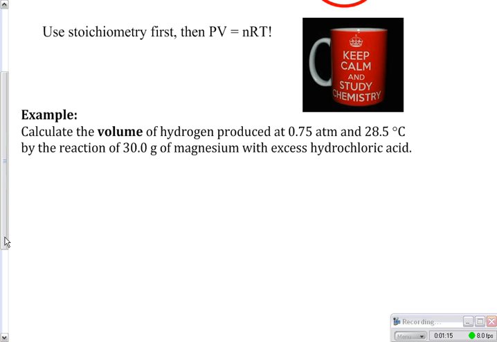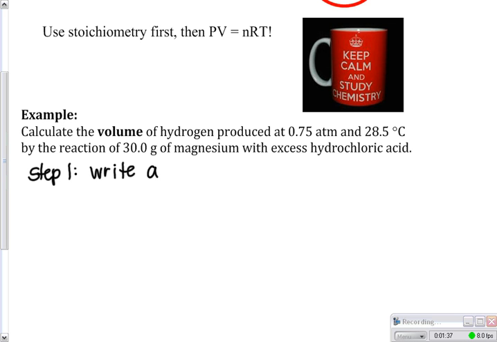This one example says, calculate the volume of hydrogen produced at 0.75 atmospheres and 28.5 degrees Celsius by reacting 30 grams of magnesium with excess hydrochloric acid. So in any stoichiometry problem, you might remember that the first step is always to write a balanced equation.